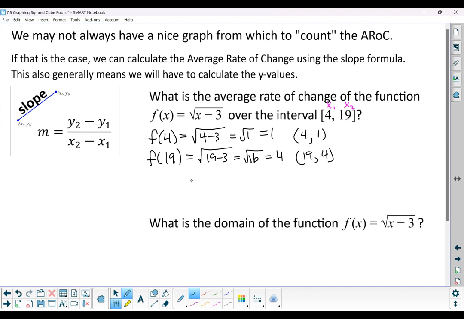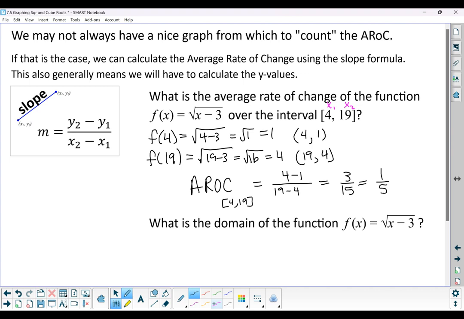The average rate of change for this function on the interval from 4 to 19 is, we would take our y values and subtract them and divide by the difference of our x values. So this is 3 over 15. That's an average rate of change of 1/5. So if you're doing average rate of change from a function instead of a graph, calculate your y values and then use the slope formula.